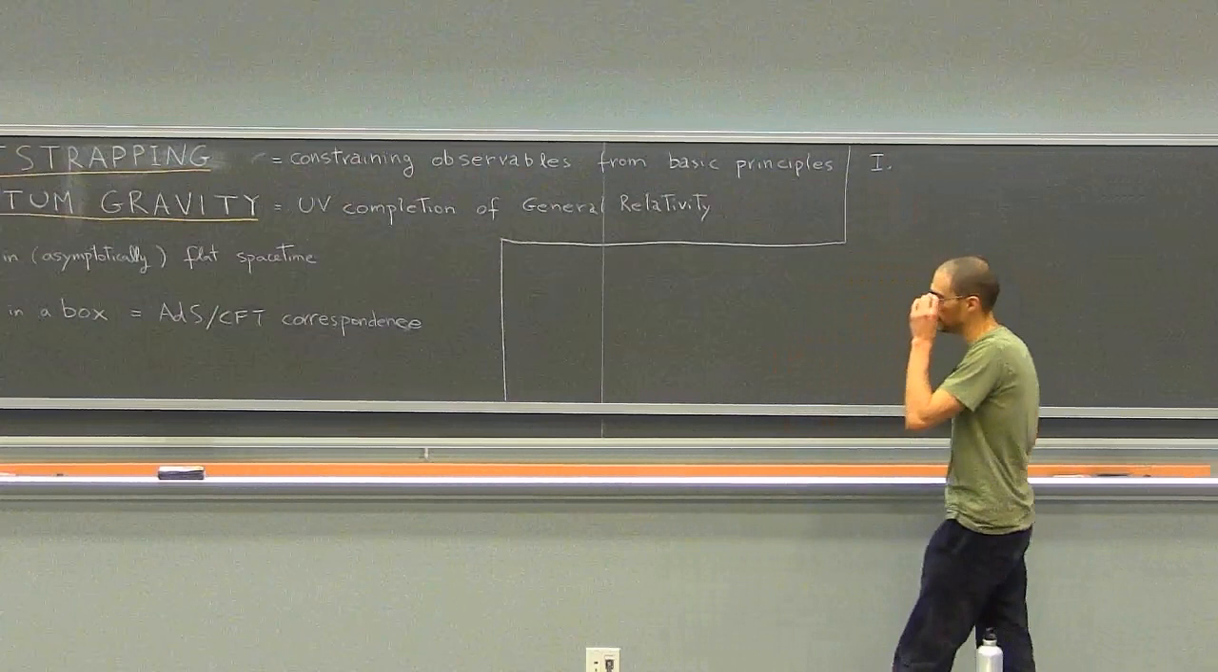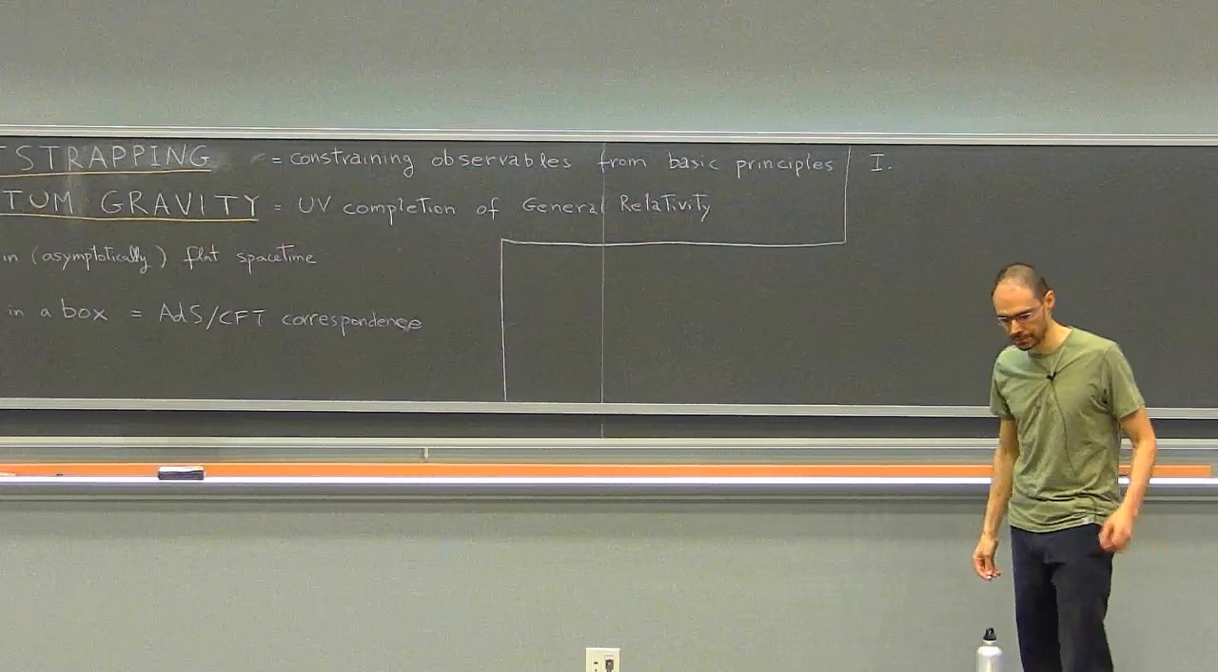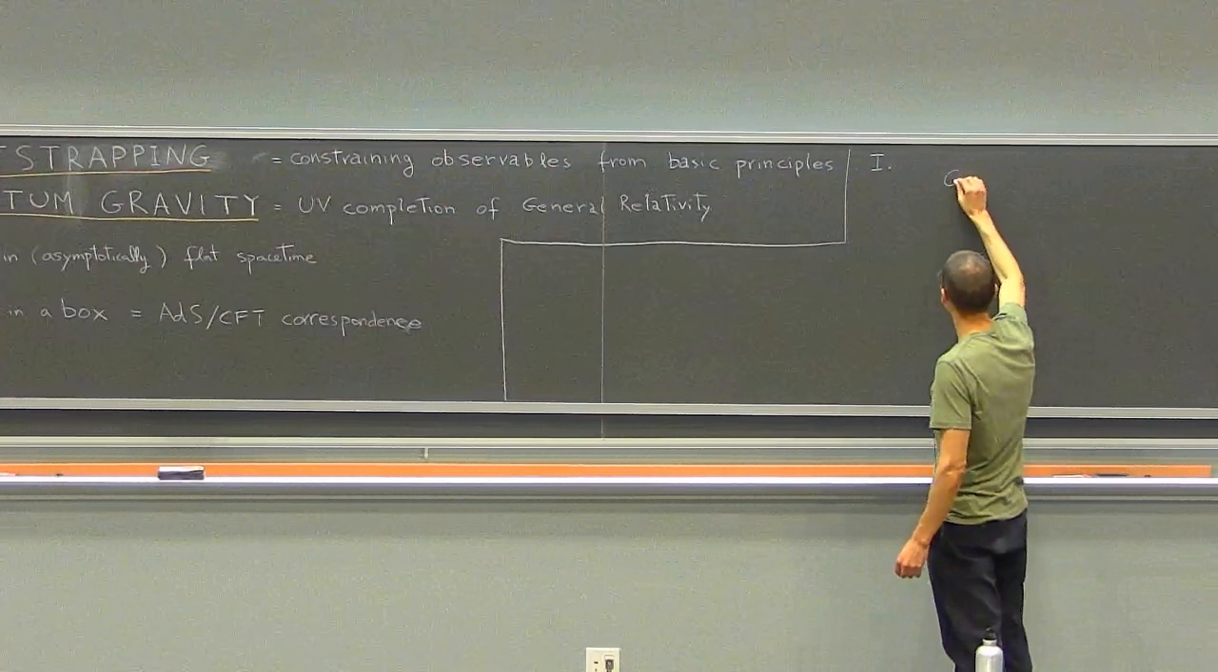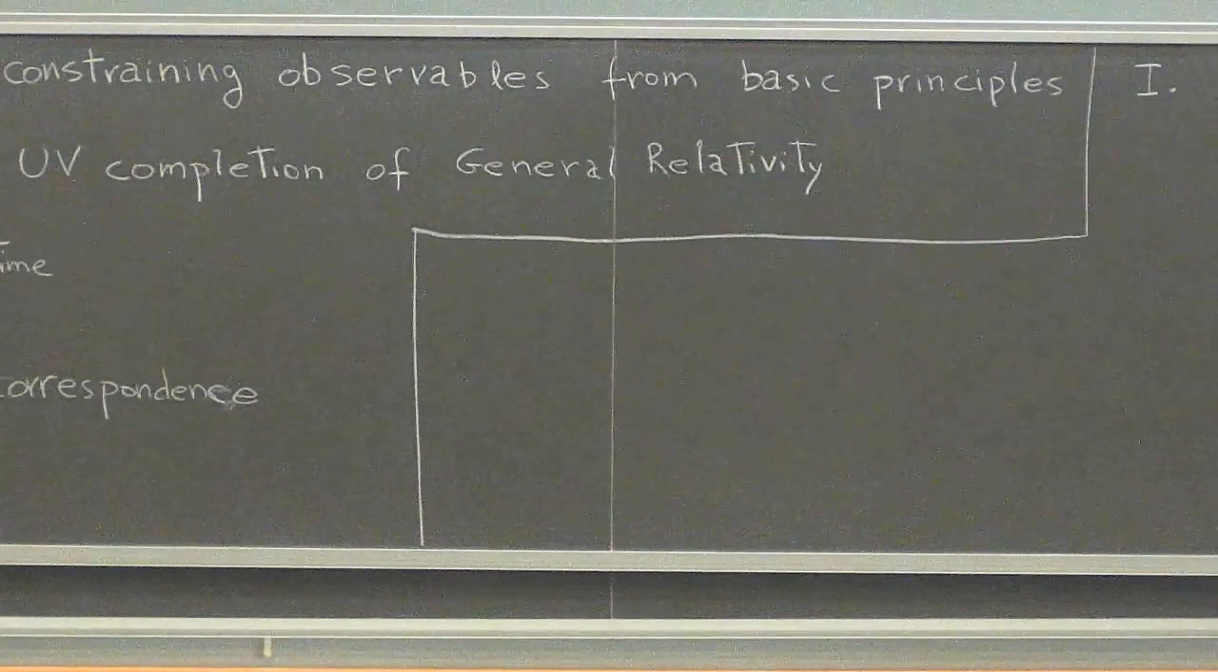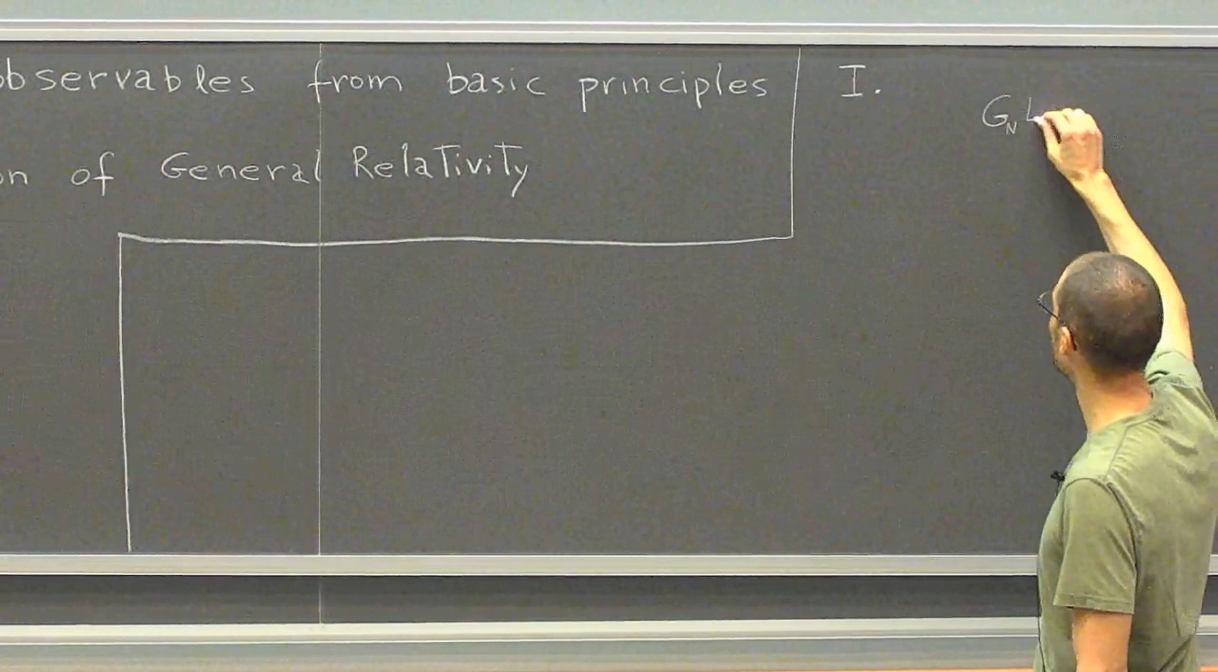Which basically is related to these words: what do we mean by UV completion of general relativity? So in general relativity, we have a parameter which is Newton's constant, and that basically sets the gravitational interaction strength, but it's a dimensionful quantity, right? So to make something dimensionless, so that you have a measure of how strong the interaction is, you have to multiply by an energy squared.